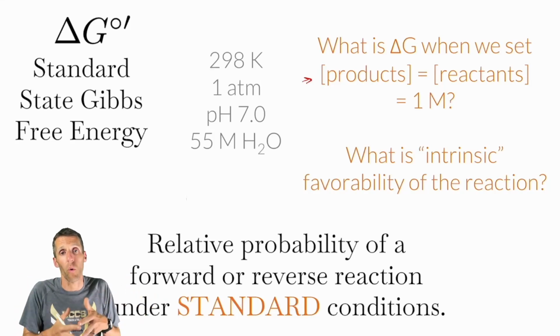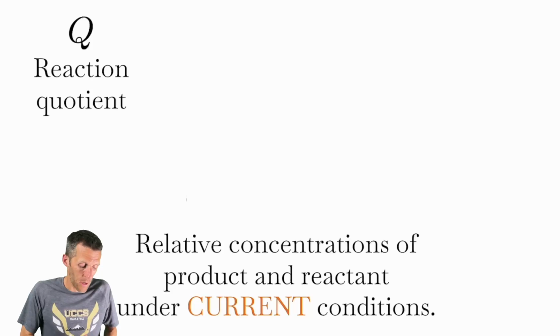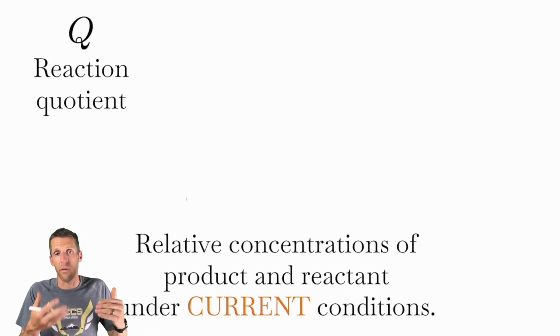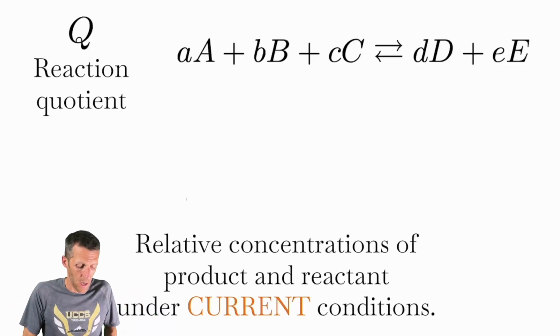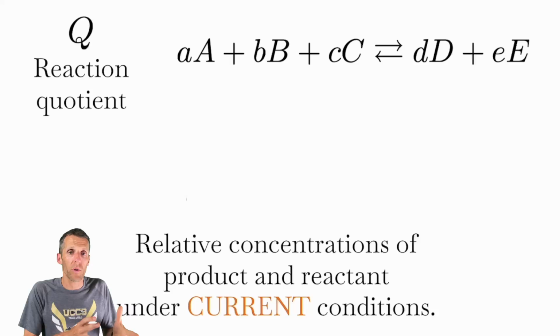So all else being equal, which way will the reaction go? Finally, the reaction quotient is the relative concentrations of the product and reactant under current conditions. So in the cell, right at this moment, what are the concentrations? The way that we write this out is in the following way.